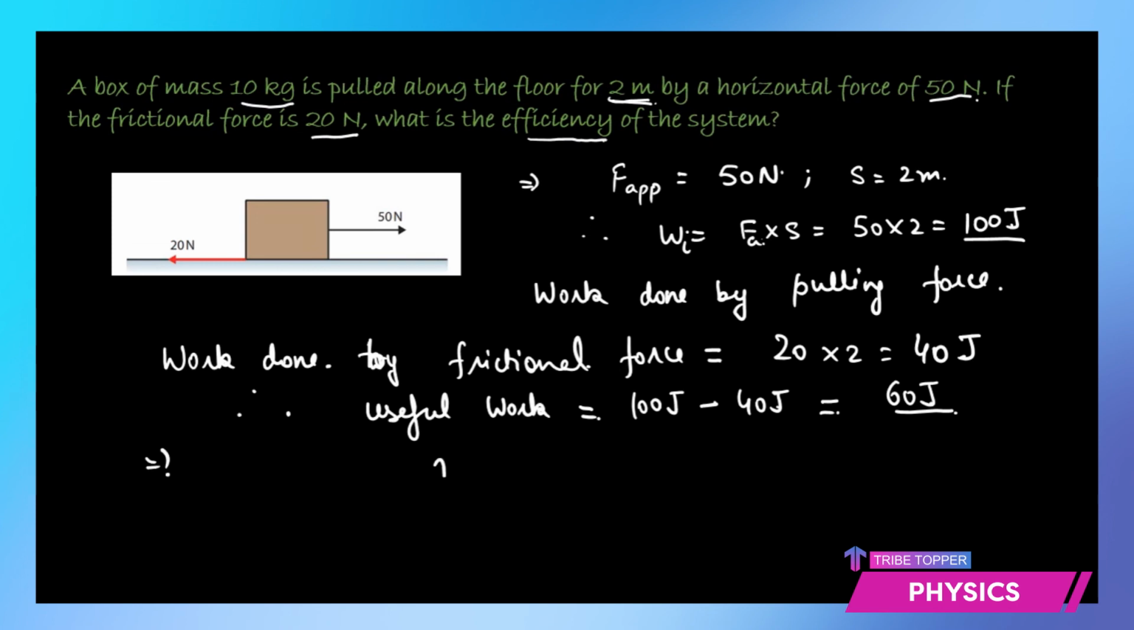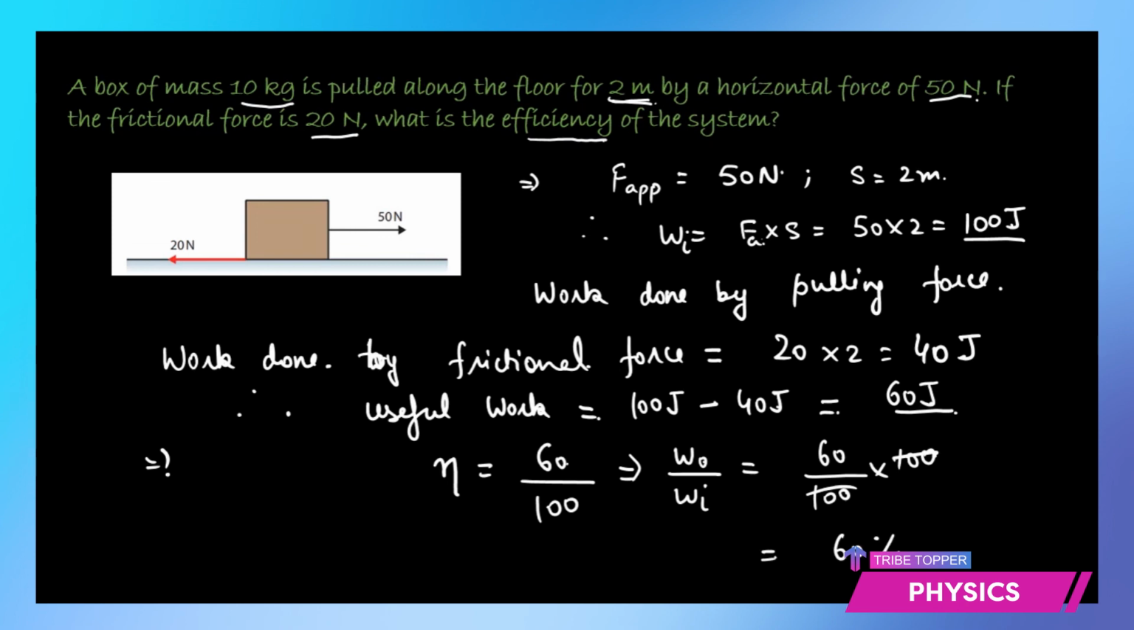Therefore, what is the efficiency? Efficiency eta is equal to 60 upon 100. You can first write the formula, output work over the input work, and then plug in the values. So that's 60 by 100. If I multiply this with 100, I simply get the efficiency of the system here as 60%. So that's all in this video session. In the next session, you're going to learn about collisions and momentum.